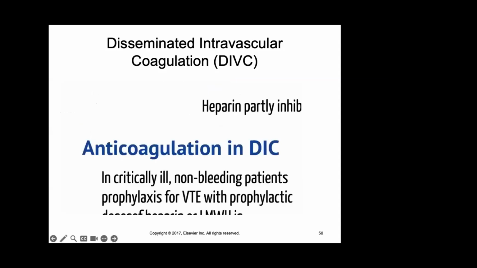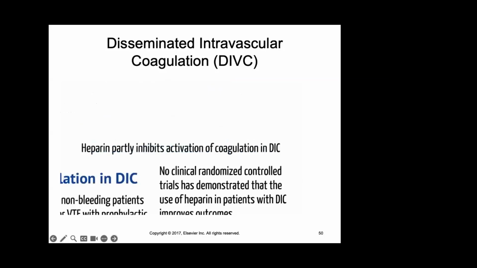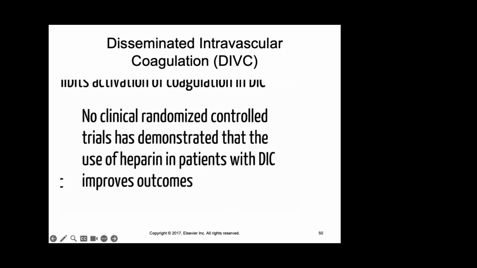Because DIC involves the creation of clots, there's always been this question whether heparin should be used in DIC. Now, heparin does inhibit the activation of the coagulation part of DIC, but realize there's no randomized trial that's demonstrated heparin use in patients with DIC had improved outcomes.